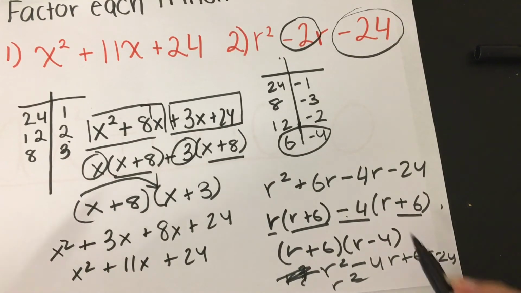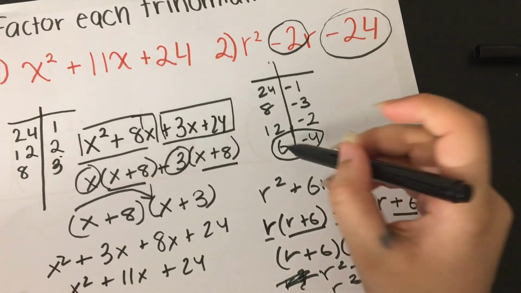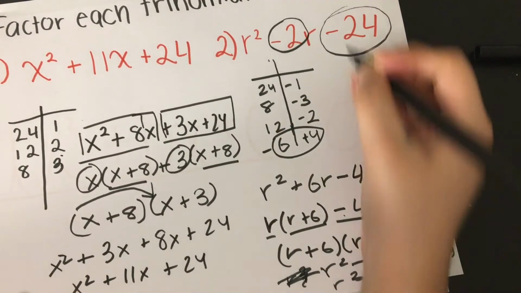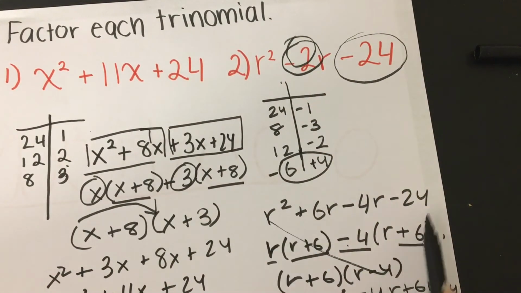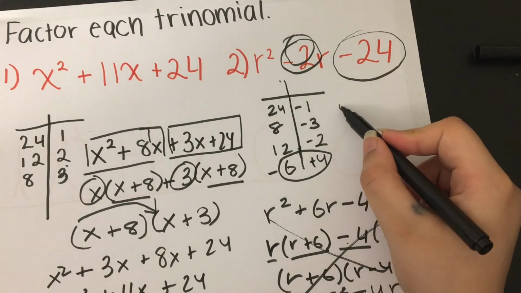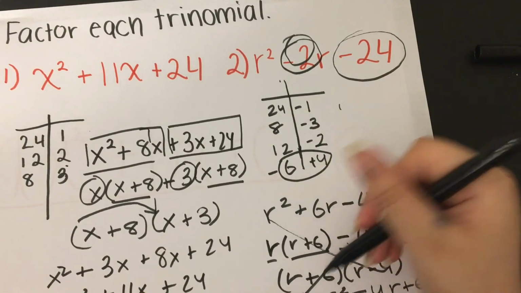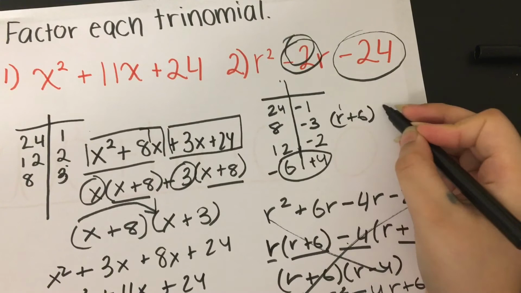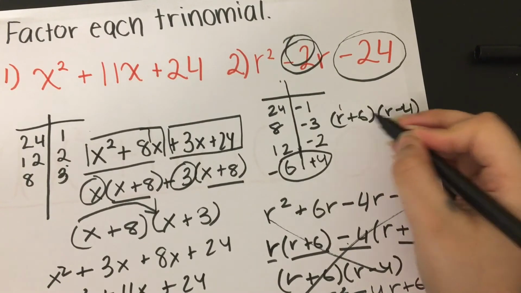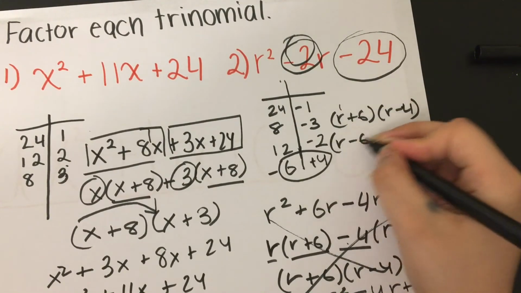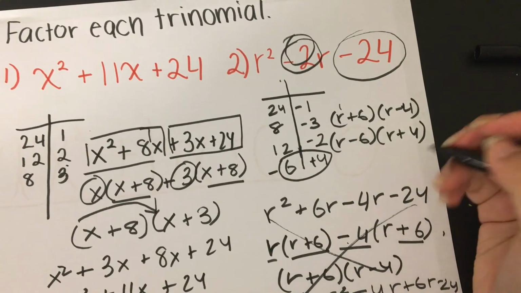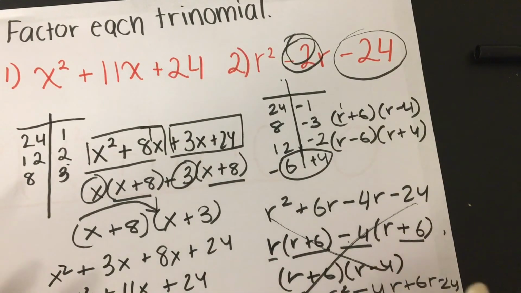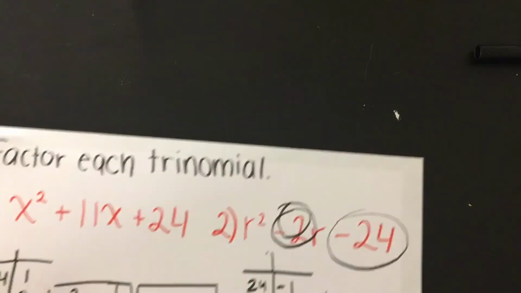I just realized I made a mistake. I'm sorry, guys. So, it's going to be actually negative 6 and positive 4, because right here, it's a negative 2. So, forget about all of this. It's going to be the same thing but reversed. So, it was factored previously into r plus 6 and r minus 4. But instead, we're going to switch the values here. It's going to be r minus 6 and r plus 4. Why? Because negative 6 plus 4 is negative 2, not 6 and negative 4. My bad. Sorry.